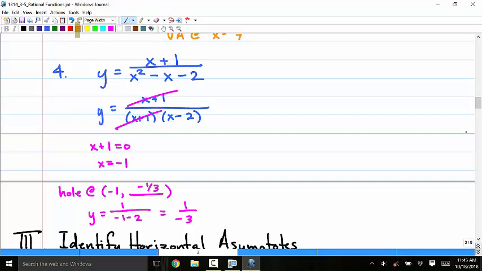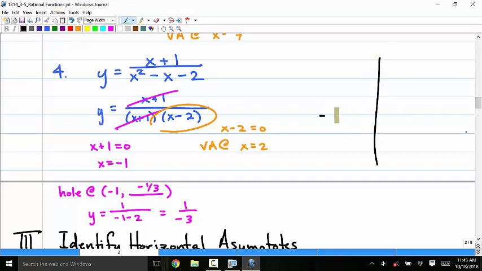Are there any other factors in the denominator? x minus 2. So I have a vertical asymptote at x equals 2. If I were to start to graph this, at x equals 2, I have a vertical asymptote. At -1, -1/3, I have a hole.